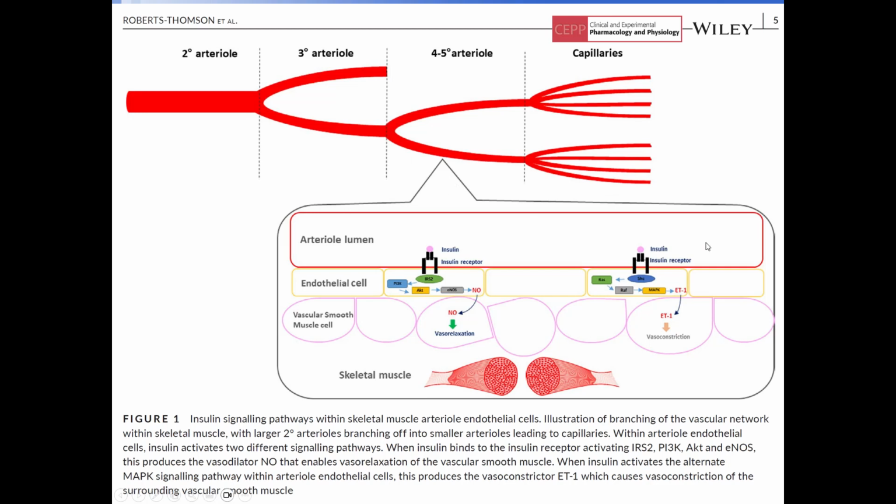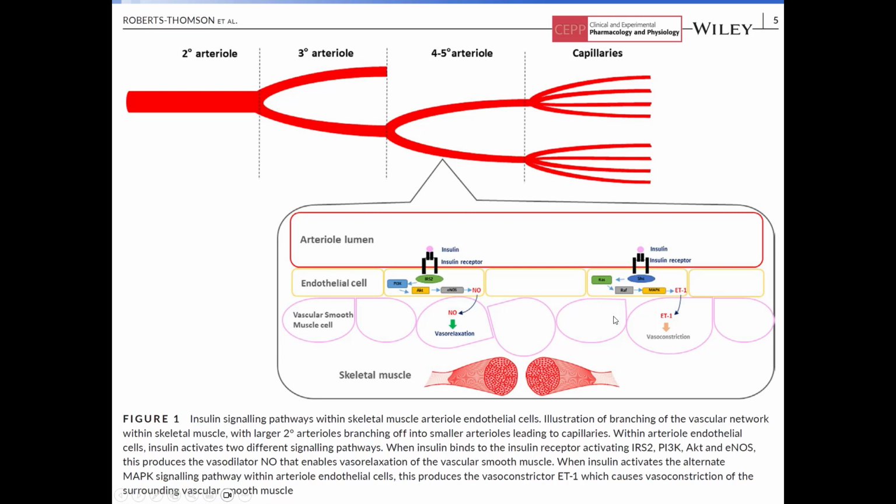However, there are times when this does not work correctly. On the right-hand side, you see the insulin still binds to the insulin receptor, but instead of IRS2, you're going to actually stimulate a completely different pathway. This is kind of mapped out by Michael J. Quon. This is your RAS-RAF-MAP kinase pathway, and instead of nitric oxide for vasorelaxation, you have endothelin-1, which causes the opposite. It's vasoconstriction. So you reduce the amount of blood flowing to the tissue that this is happening.